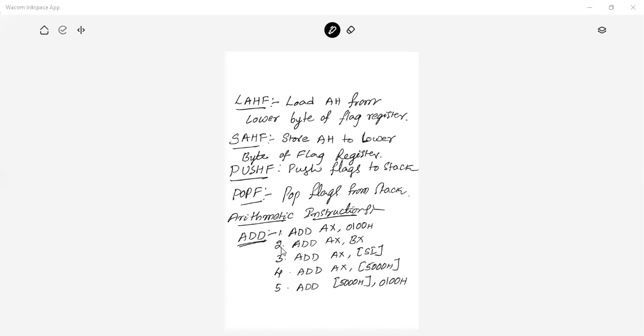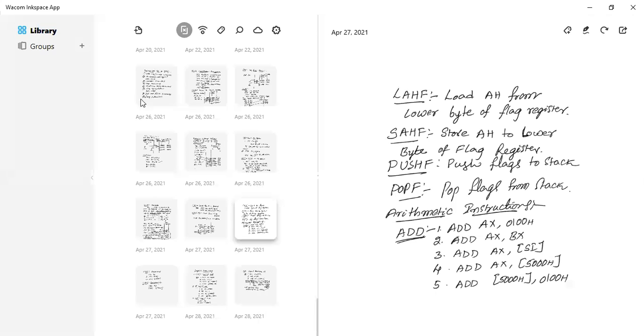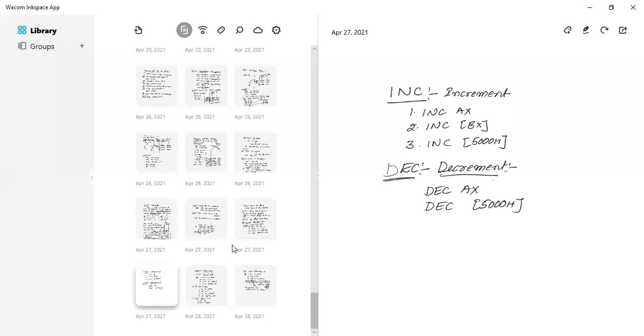Any doubt in this? Right, if you have any doubts, you can ask. Otherwise, we will go for the next one.